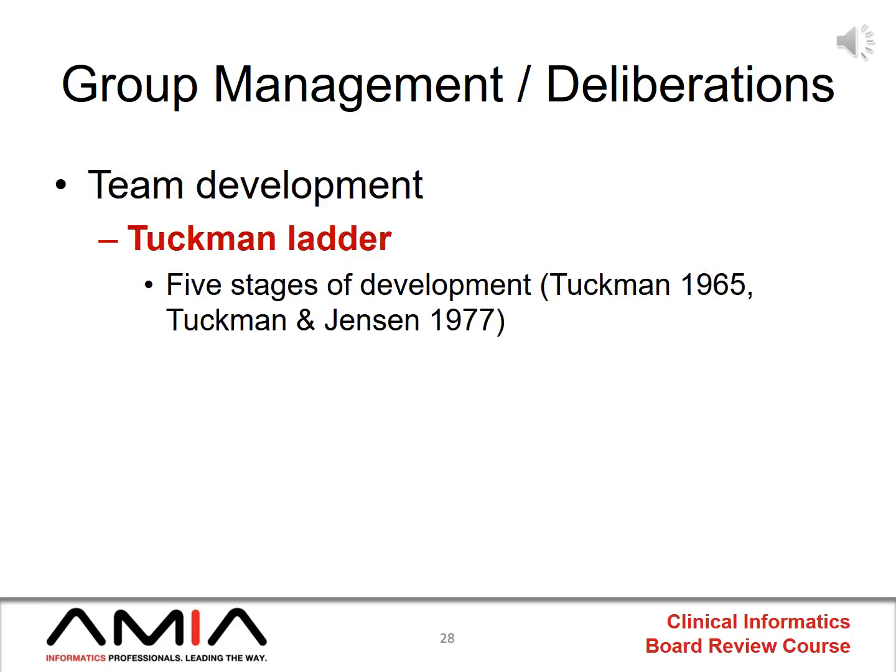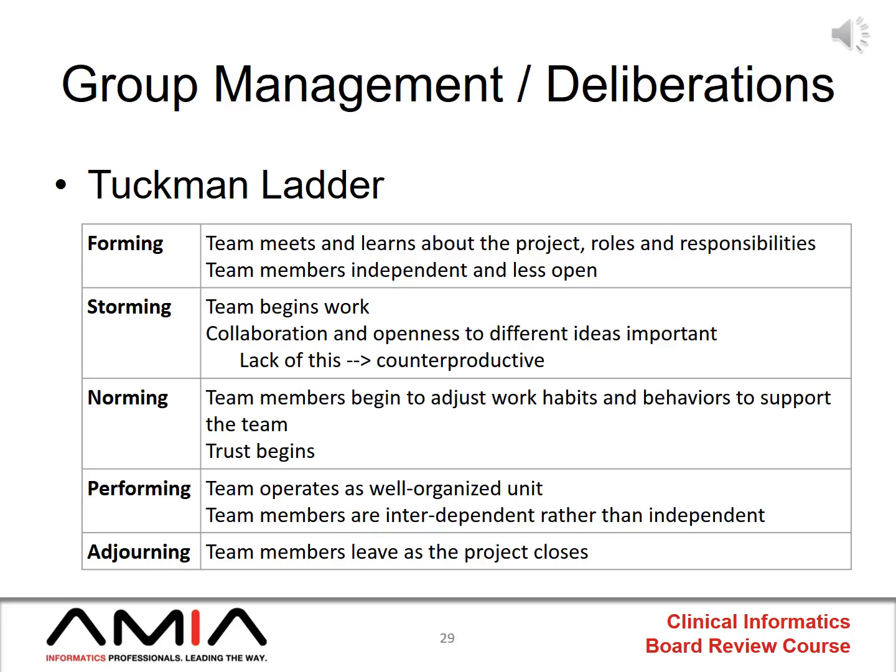A rather well-known organizational theory is called the Tuckman Ladder, in part because of the way that the 5 stages of development are named. The 5 stages of the Tuckman Ladder are listed here. They are listed in order: forming, storming, norming, performing, and lastly, adjourning.